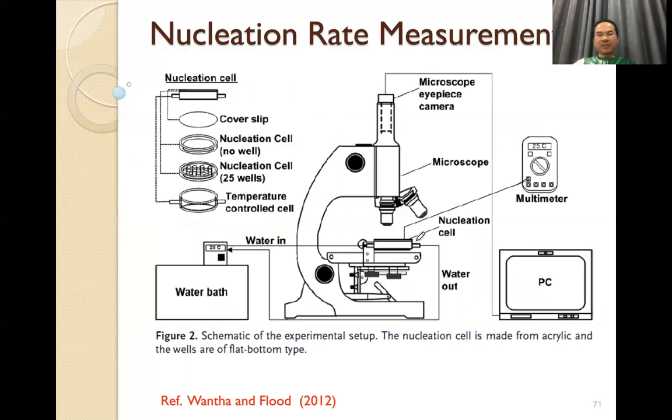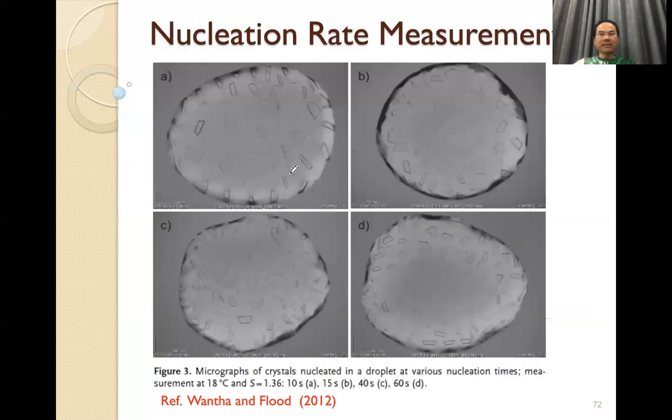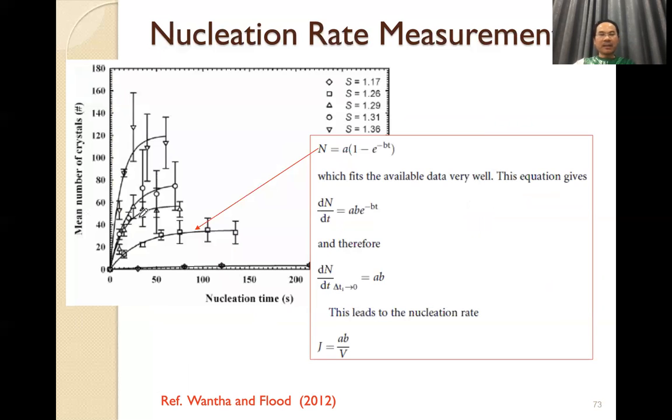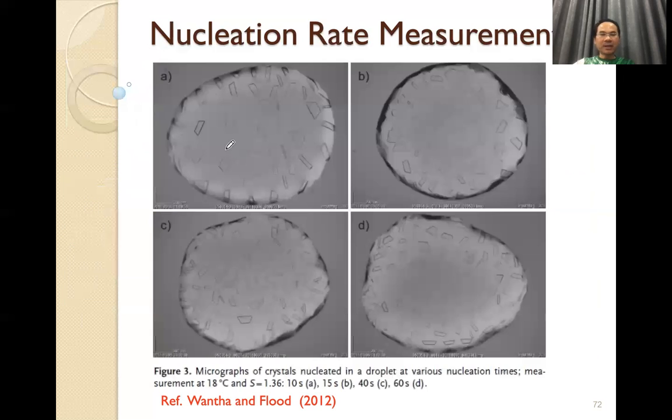You have the microscope, you have the crystallization cell, you have the temperature control water bath, right? And you have the camera to connect with the computer. You can observe or take the picture of the crystal like this. For this, you can count the number of crystals after the growth process, right? And then you plot the number of crystals. That's the number of crystals you count for this.